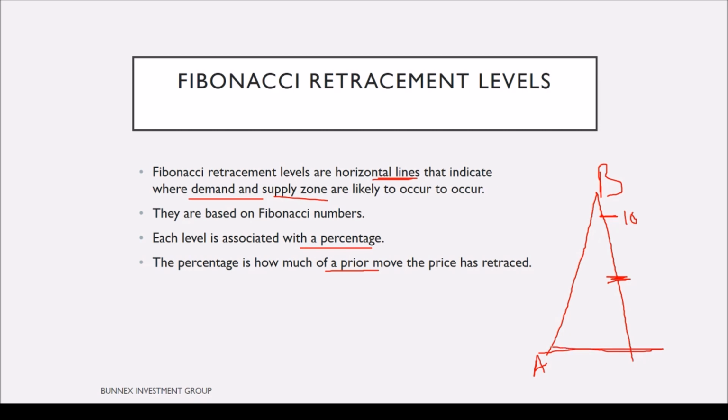So that is basically what the Fibonacci tool will be helping us with. The Fibonacci retracement levels are 23.6, 38.2, 61.8, and 78.6. However, there are only a few that are of importance to us, and that is what we will talk about in this video.